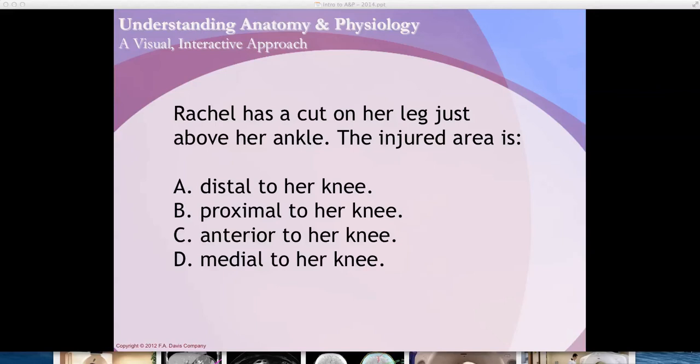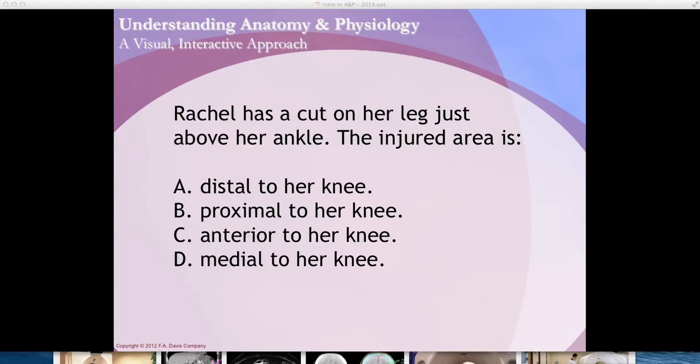Okay, so everyone can picture where that is on the body. The injured area is distal to her knee, proximal to her knee, anterior to her knee, or medial to her knee. Now, hopefully we can think a bit about this and immediately rule out C and D. We don't usually talk about two positions, anterior to something or medial to something. We usually talk about this as a very common distal proximal type thing. So now we just have to discern, is it distal to her knee or proximal to her knee?